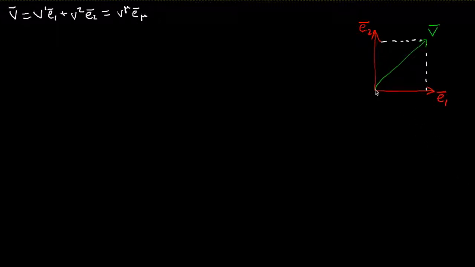The choice of basis is not unique. Instead of e1 and e2, we could have chosen a different set of basis vectors e1 prime and e2 prime, and v could just as well have been written in terms of this other basis.